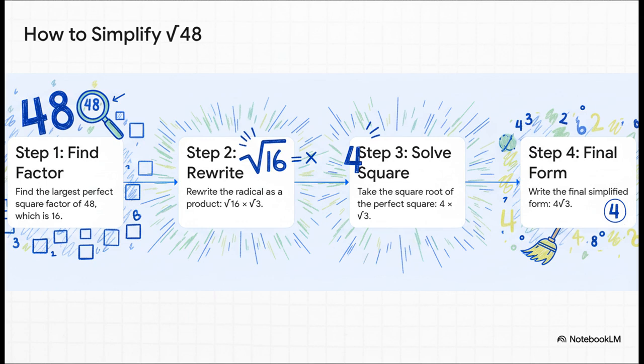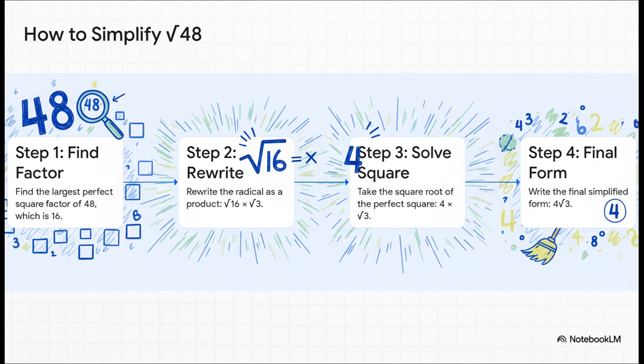First step, we need to find the biggest perfect square that divides into 48. You know, a number like 4, 9, 16, whose square root is a nice whole number. For 48, the biggest one is 16. So we rewrite our problem as the square root of 16 times 3. And this is where the magic happens. We can split that into 2 separate radicals.